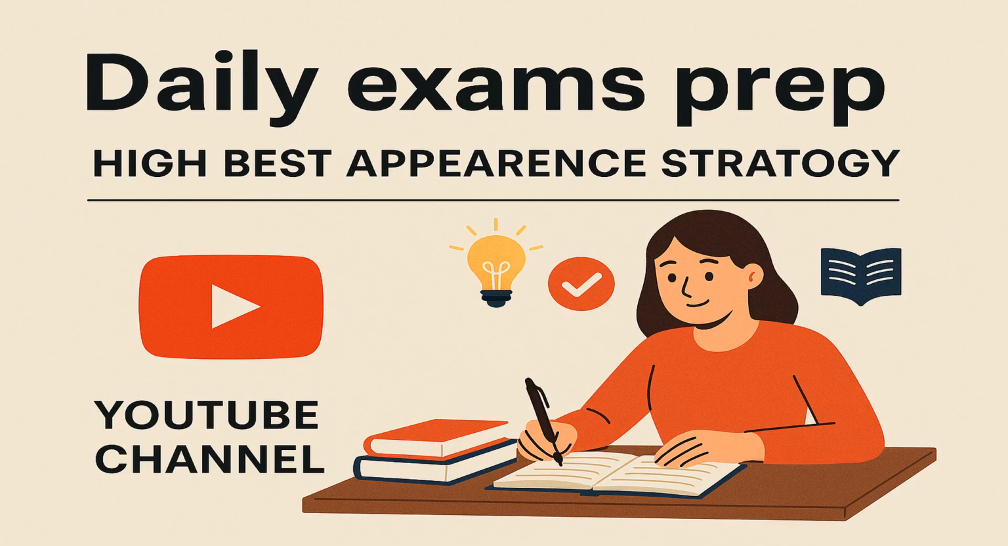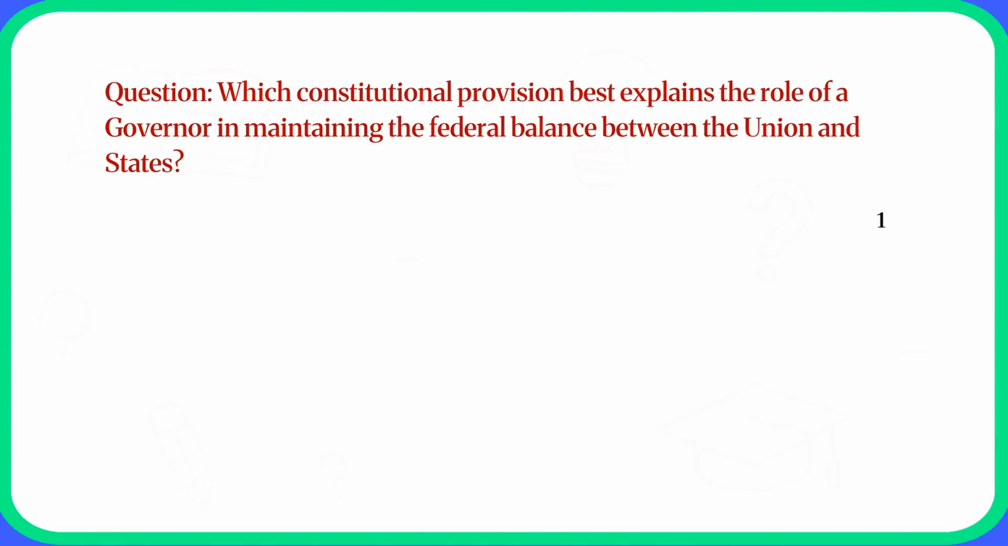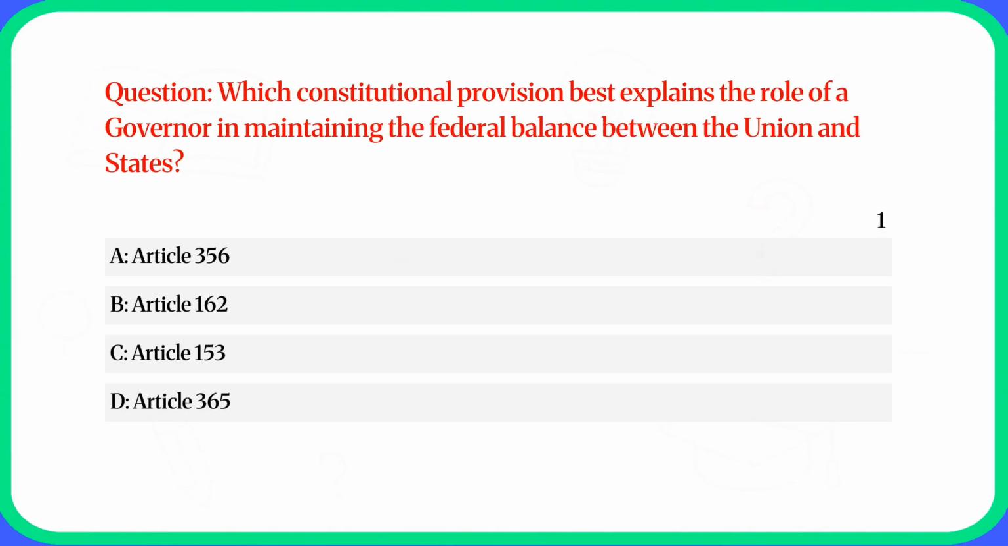Let's dive into the topic. Question: which constitutional provision best explains the role of a governor in maintaining the federal balance between the union and states? Answer: C. Article 153.